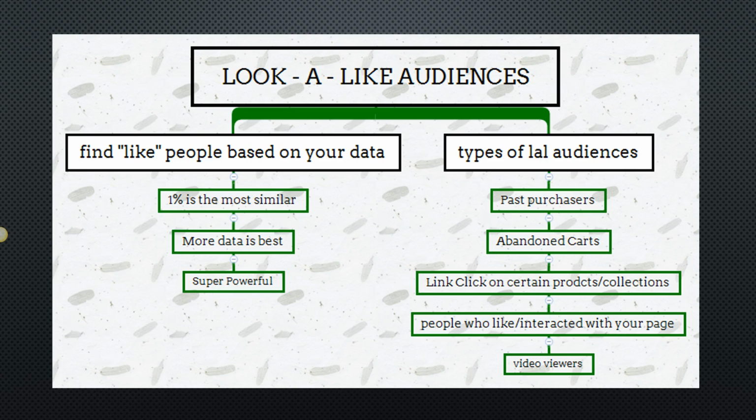You could also make lookalike audiences based on link clicks of certain products or collections. Maybe people have been going to a certain product that you've been promoting. You can actually make a custom audience based on anybody that visits that certain product, and then you can make a lookalike based on that as well. And you can do that also for the collections.